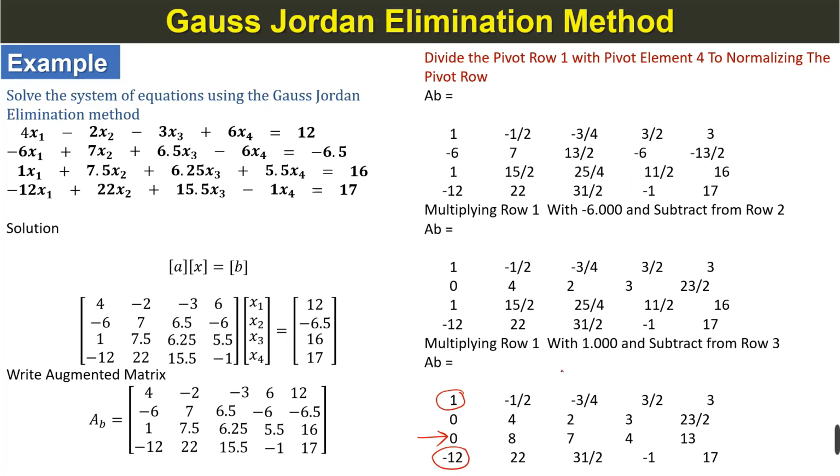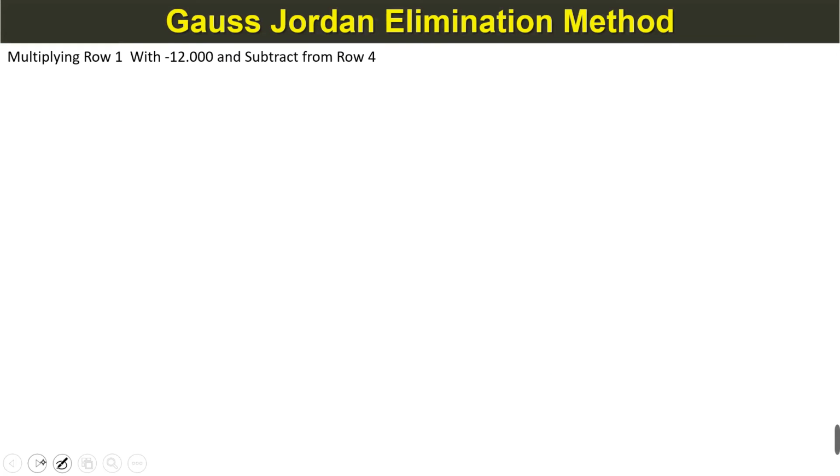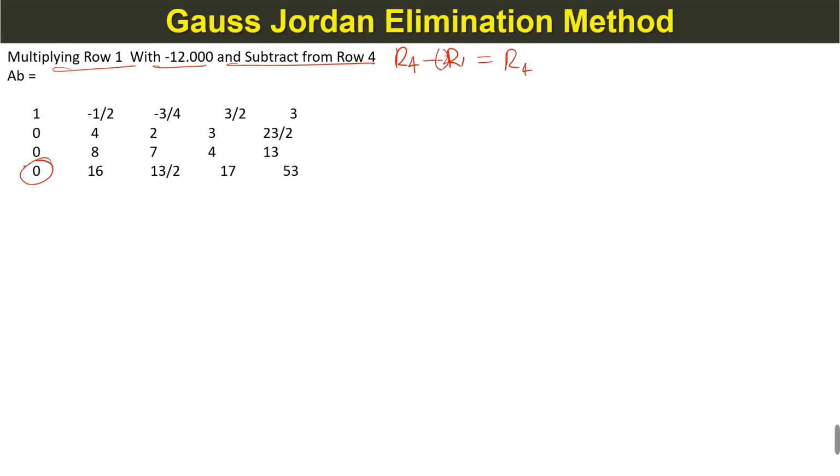We multiply this one by -12 r1, and then we get the new row r4. So multiplying row 1 with -12 and subtracting from row 4, r4 minus 12 into r1, this will be equal to r4. So here this is eliminated.